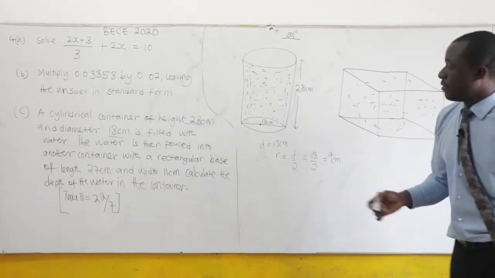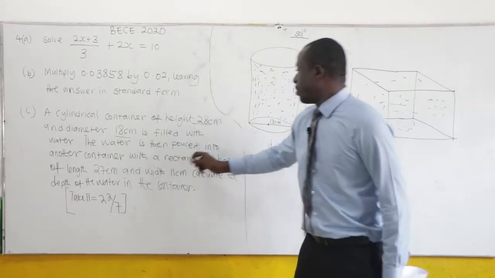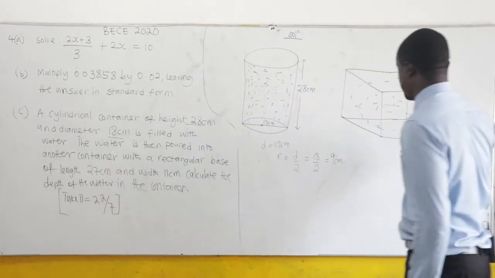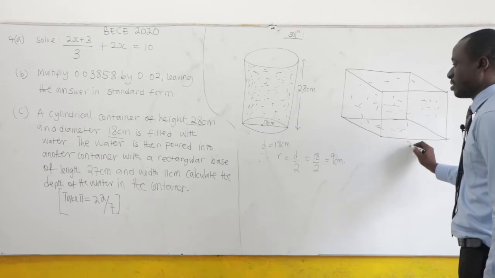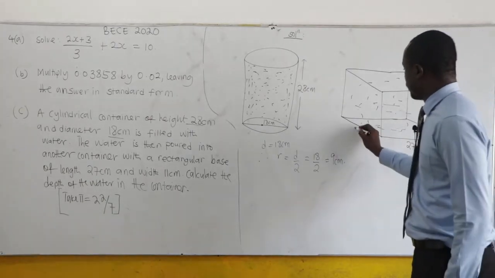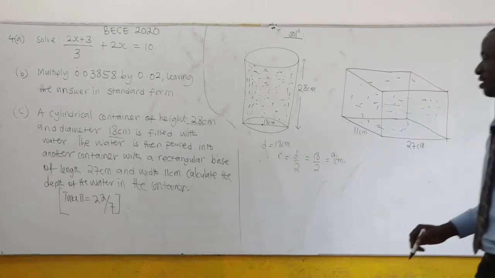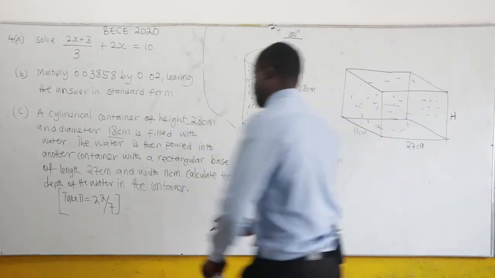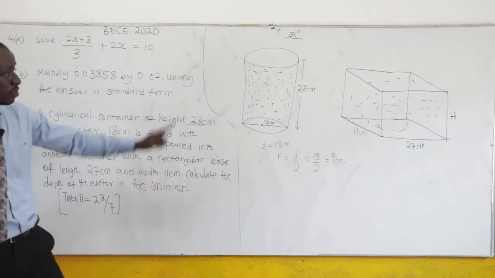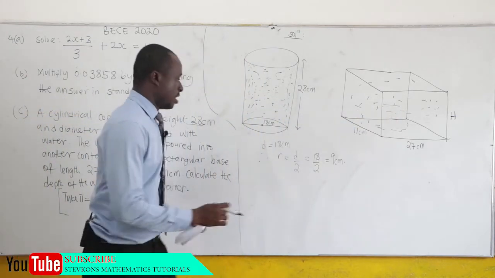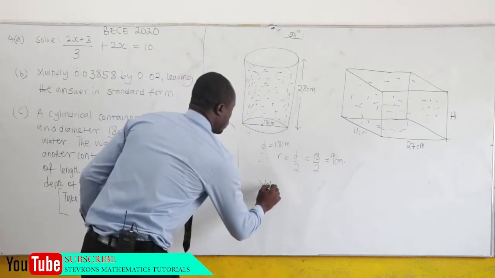Now, what are we given? It is then poured into another container with a rectangular base of length, so let's suppose that this is the length, which is 27 centimeters, and width 11 centimeters. And this is our depth or our height. This is our depth.